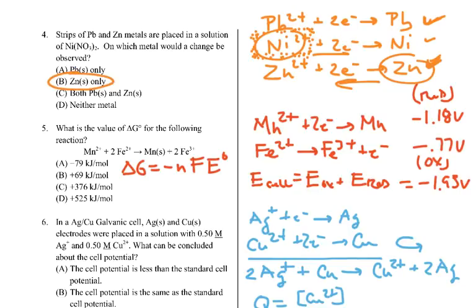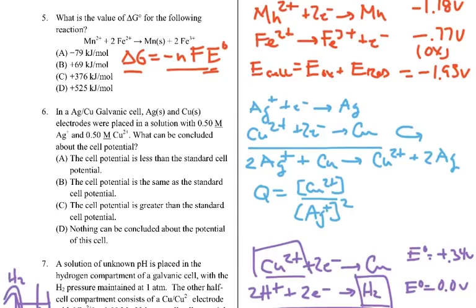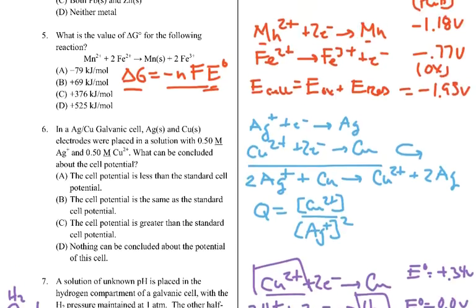When we get to number 5, what is the delta G for the following reaction? Well, we know this equation, delta G equals negative nFE, and that is on the back of our periodic table, and it will be on the AP exam as well. So if we can find the voltage of this reaction, then we can just substitute it in and figure out delta G. So what do we know? We know that Mn2+ is changing into Mn. If I go back and look at my chart, I see that that is negative 1.18 volts. And that is a reduction, so I'm going to use that number as is.